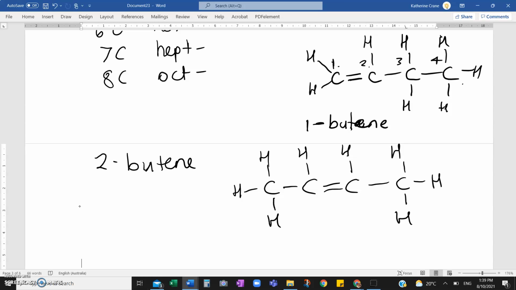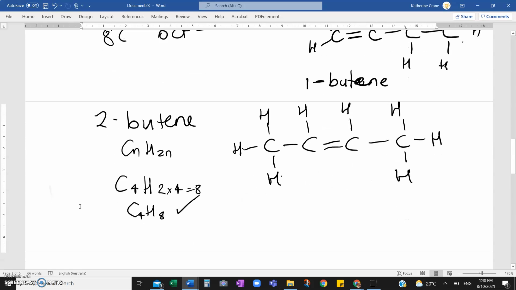So for butene, this would be CnH2n. So carbon, I have 4 carbons. So hydrogen, I have 2 times 4, which is equal to 8. So C4H8, is that what I have here? 1, 2, 3, 4, 5, 6, 7, 8. That works. Okay, so that's how you check your molecular formula.